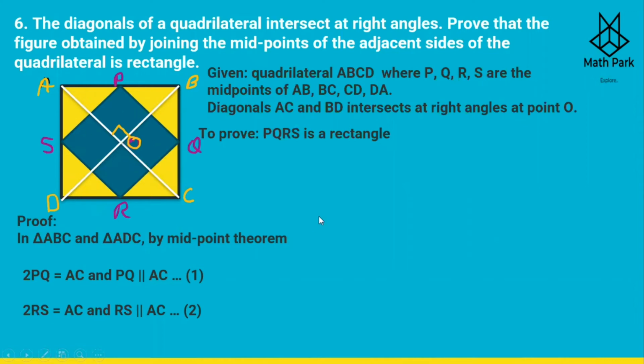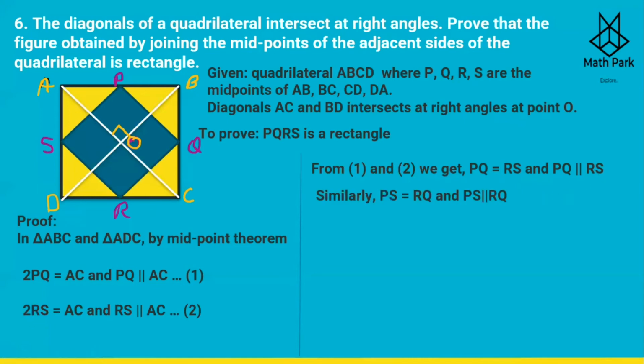Now let us use the triangles on diagonal BD. First of all, from equation number 1 and 2, you are already getting that PQ is equal to RS and PQ parallel RS. Since one pair of opposite sides is parallel and equal, we can say it is a parallelogram.